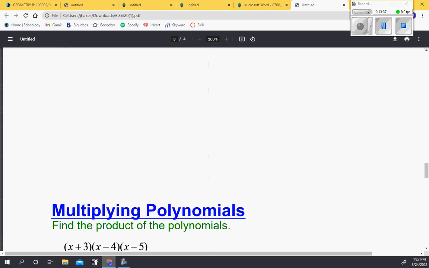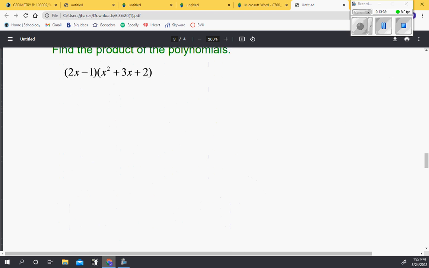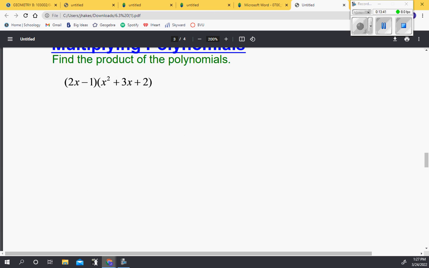Next problem, I think, so we have a couple more. So, still multiplying. We have the 2x minus 1. We're still distributing every part. So, like I said the last problem, I'm going to start with this 2x. I'm going to multiply it to everything in this parenthesis. Let's start with that. So, the first one, 2x times x squared.